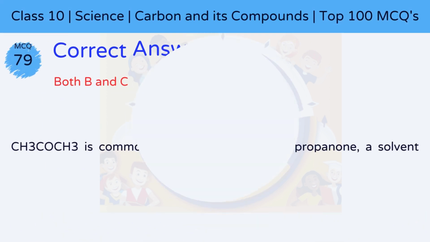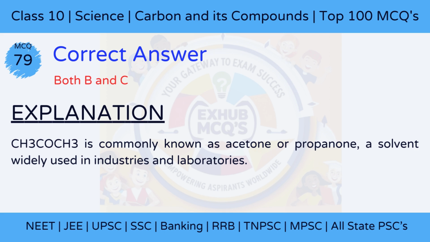The correct answer is option D, both B and C. Explanation. CH3COCH3 is called propanone in IUPAC nomenclature and acetone in common usage. It is a widely used solvent in industries and laboratories.